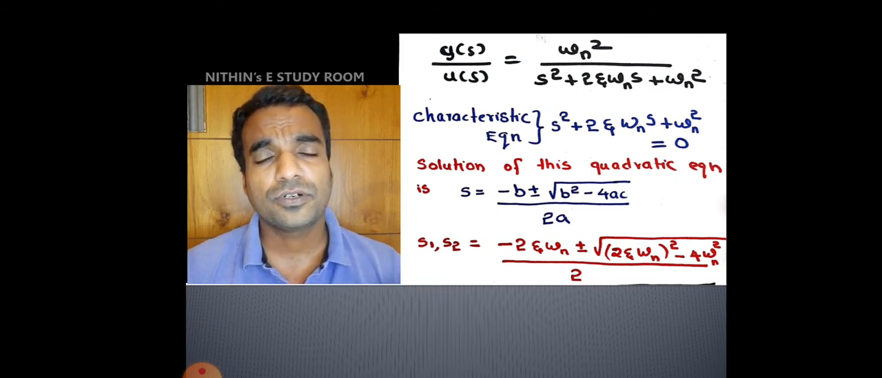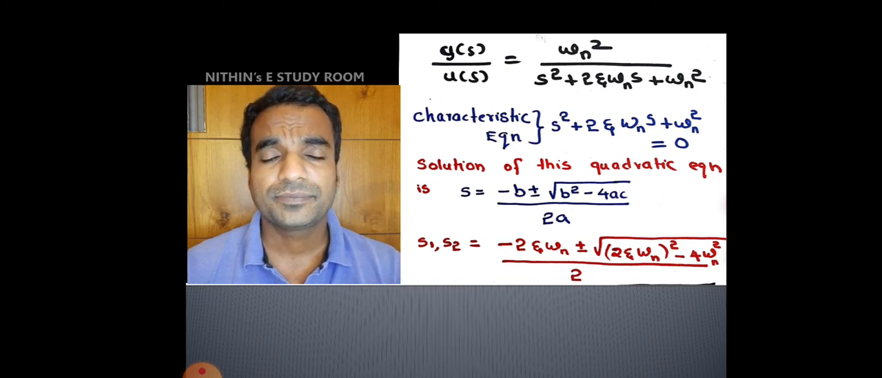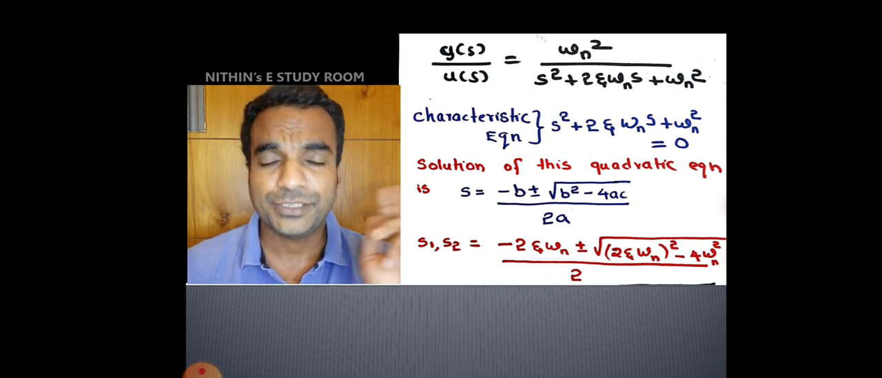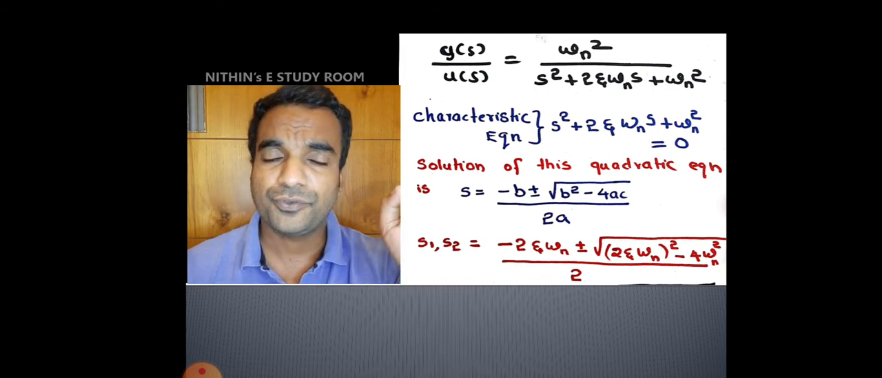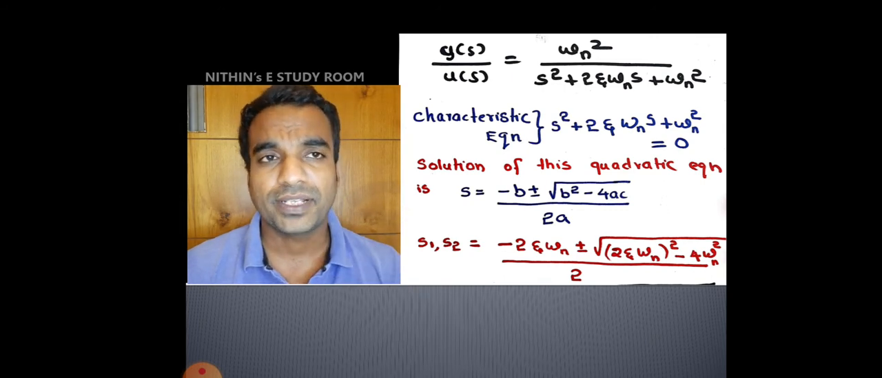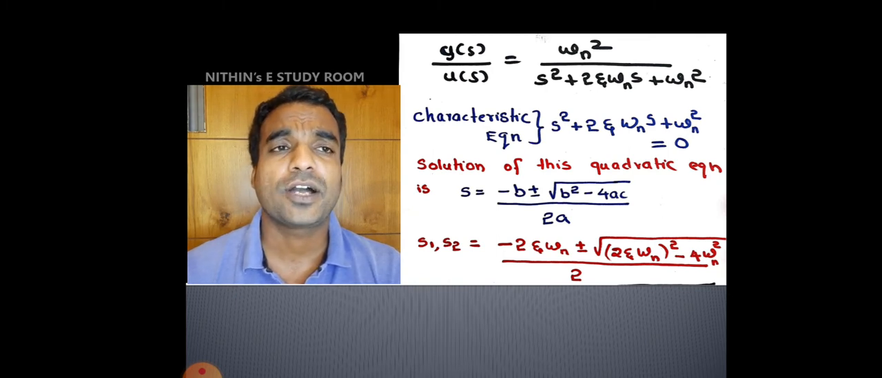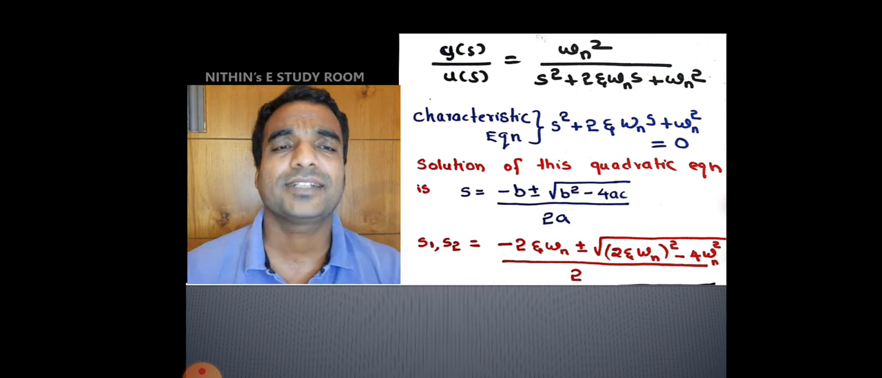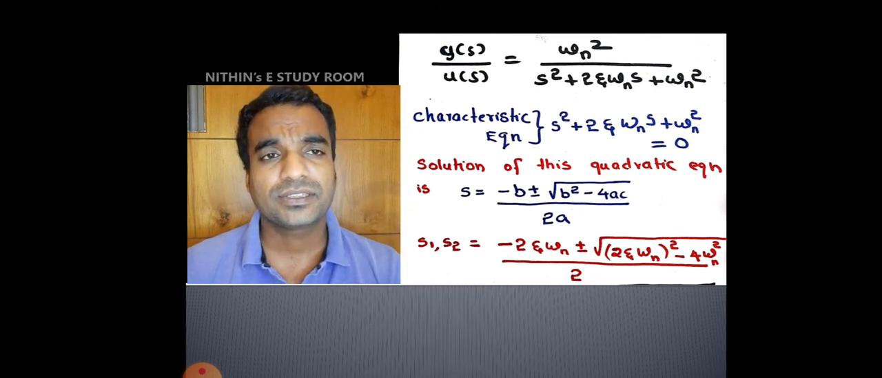Then Y of s by U of s is nothing but G of s by 1 plus G of s H of s. If you solve that by taking G of s from the previous slide, you will get omega n square divided by s square plus 2 eta omega n s plus omega n square. So this is the standard form of a second order equation. This is a quadratic equation.